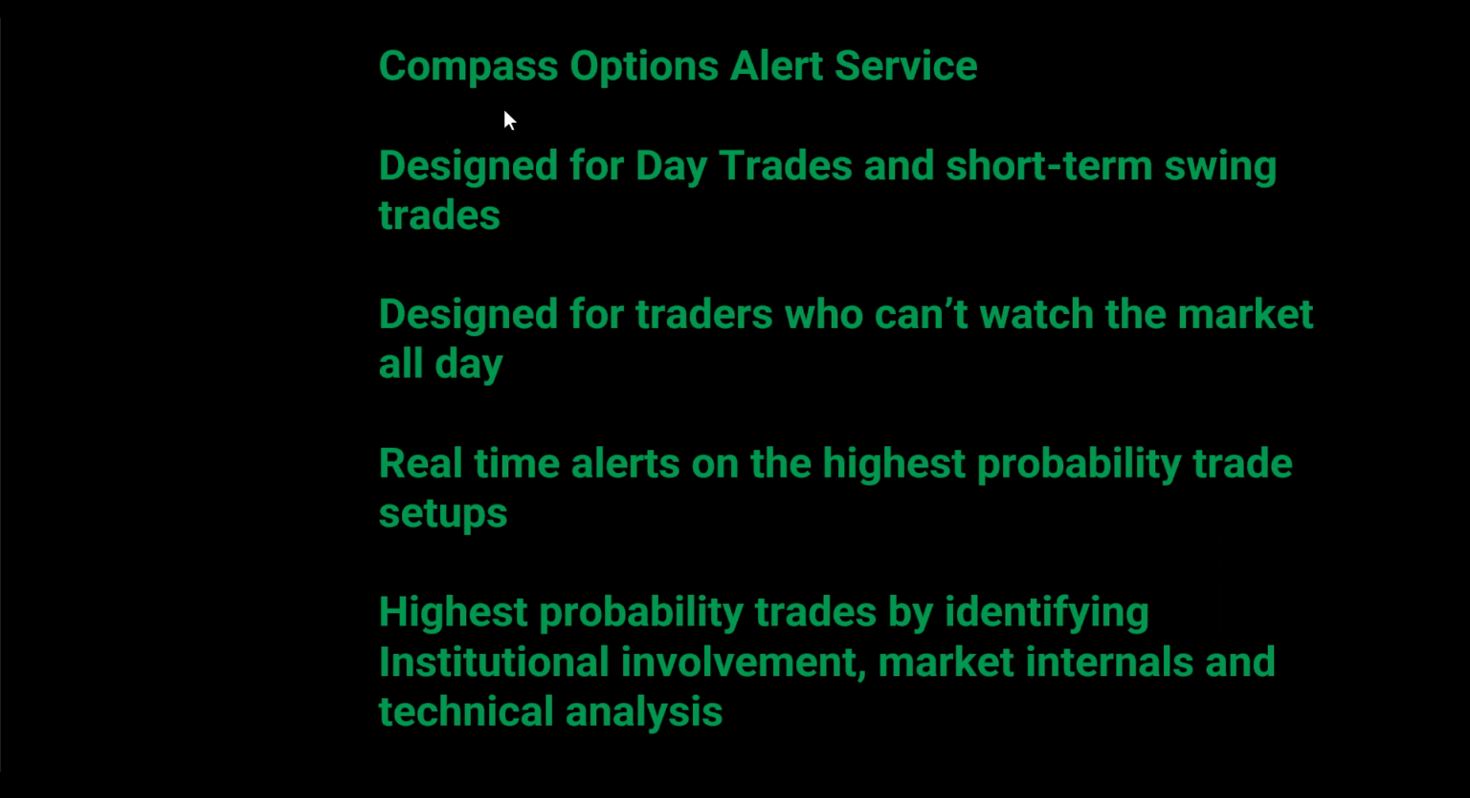Now, to talk briefly about the compass options alert service, this is designed for day trades and short-term swing trades. When I say short-term swing trades, that can be anywhere from overnight to maybe 3 weeks. That's probably the outside limit, unless I'm doing a credit spread. Most of the trades are only going to last a few days. A lot of them are intraday trades, but we do have a lot of overnight type trades. So that gives people who are under pattern day trader rules, who can't make more than 3 round trip day trades in a week because they don't have 25,000 in their account, an option.